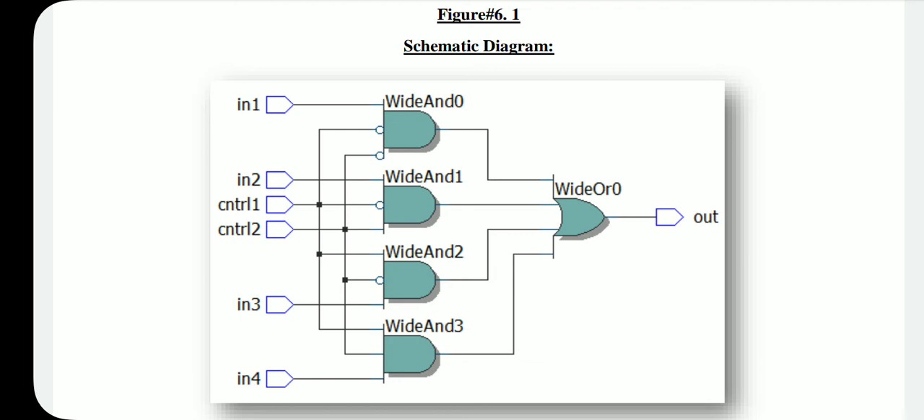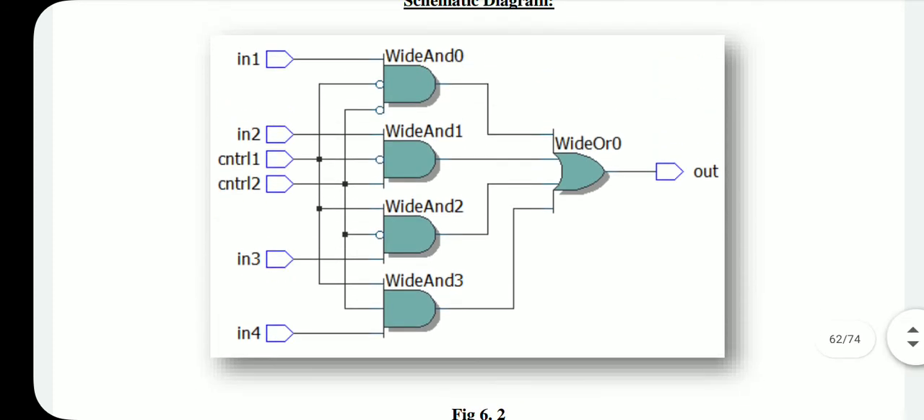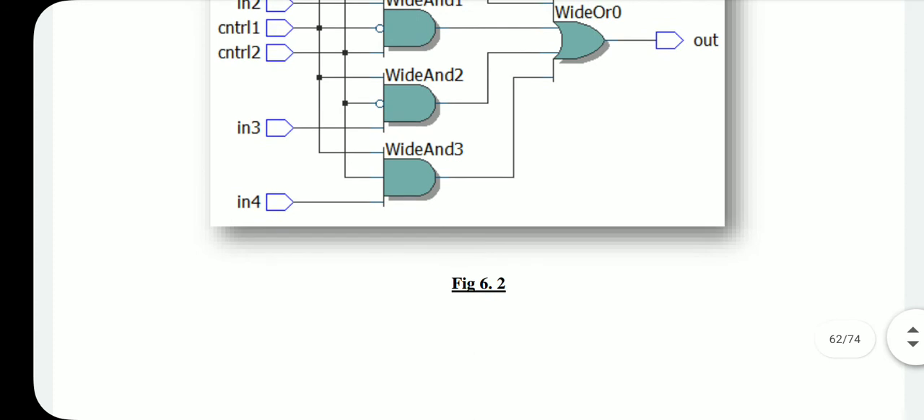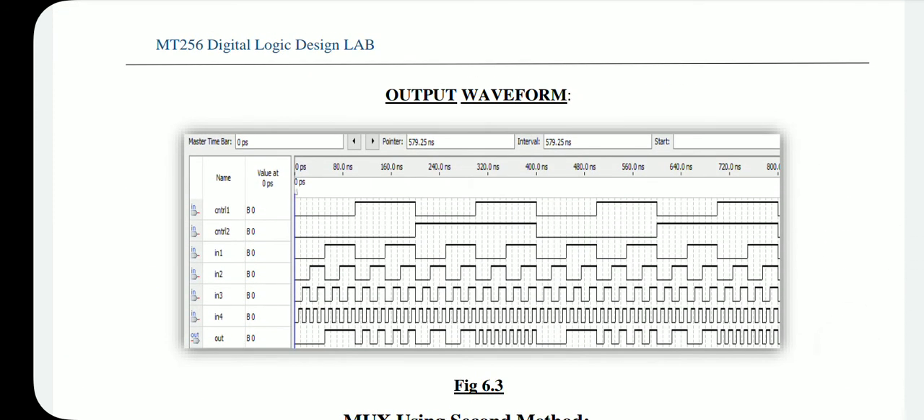This is how we implement our mux using the first method. These are 4 AND gates and 1 OR gate, and it's our output. So here's our output waveform.